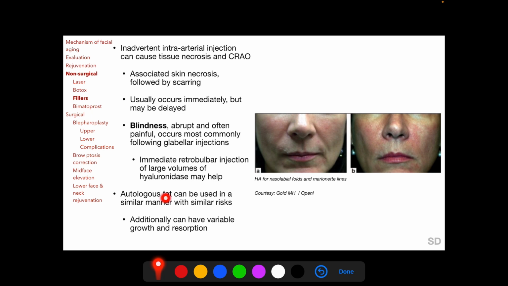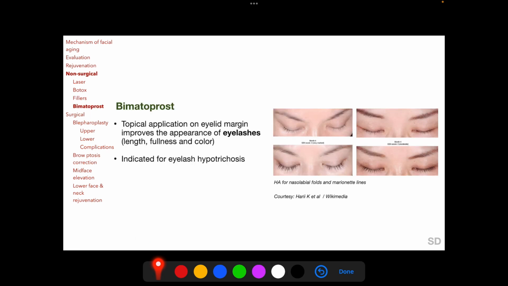Autologous fat is also an alternative dermal filler and can be used in a similar manner with similar risks, but unlike hyaluronic acid, autologous fat can have variable growth and resorption following injection as a dermal filler. Topical application of Bimatoprost on eyelid margin improves the appearance of the eyelashes in length, fullness and color, and this is indicated for eyelash hypotrichosis. Here we see photographs showing changes in the eyelashes before and after application of Bimatoprost.